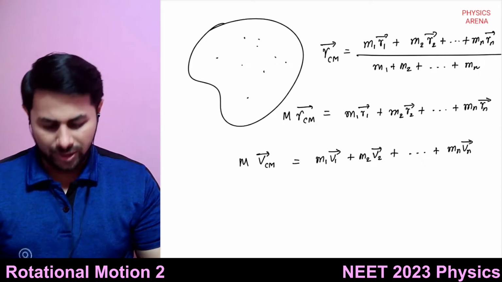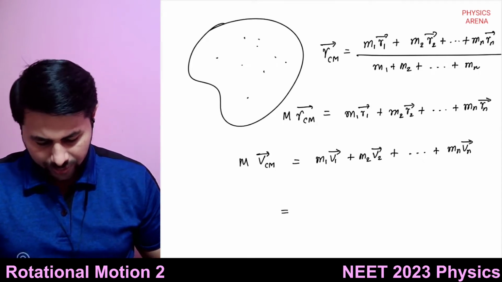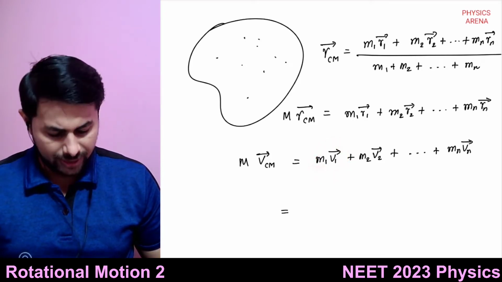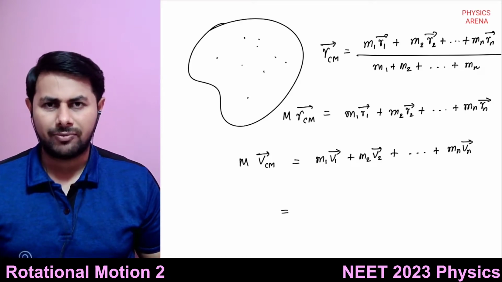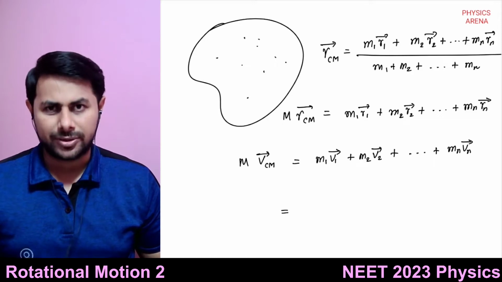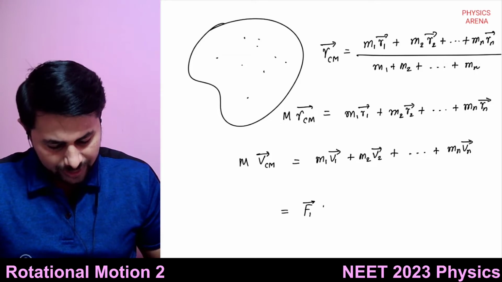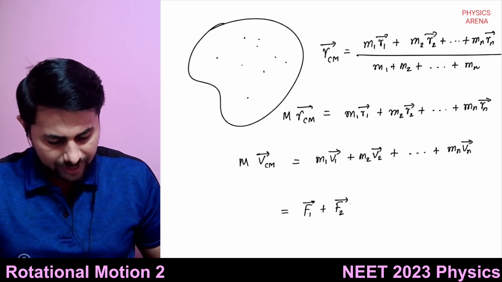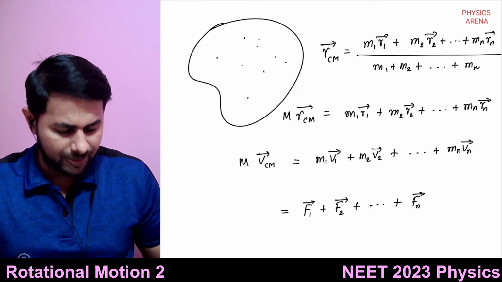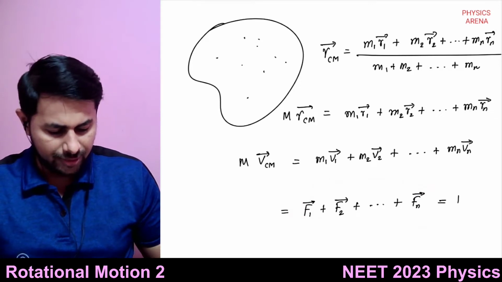And if we take one more derivative, dv by dt, supposing mass is constant, the derivative of velocity with respect to time gives you acceleration. So mass times acceleration is the force. So we get the force acting on the first particle plus the force acting on the second particle and so on up to plus the force acting on the nth particle. So this is the total external force acting on the body.